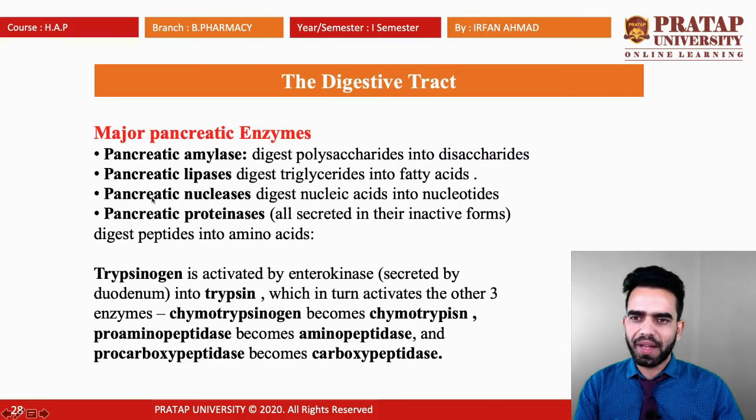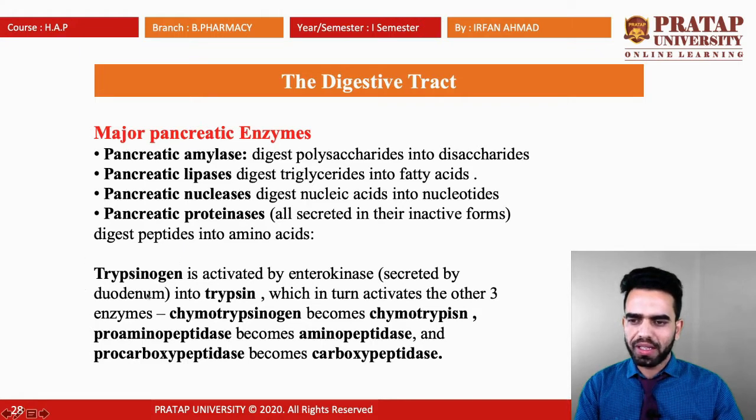The major pancreatic enzymes are pancreatic amylase, pancreatic lipases, pancreatic nucleases, and pancreatic proteinases. Amylase digests polysaccharides and converts them into disaccharides. Lipases digest triglycerides into fatty acids. Nucleases digest nucleic acids into nucleotides. Pancreatic proteinases digest peptides into amino acids. All pancreatic proteinases are secreted in their inactive forms.